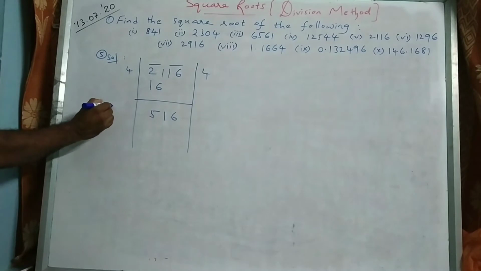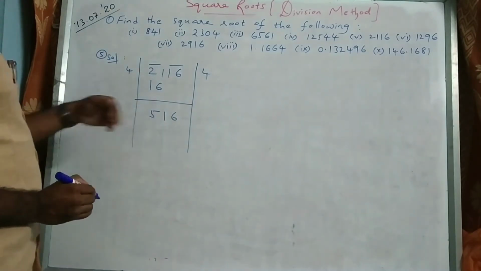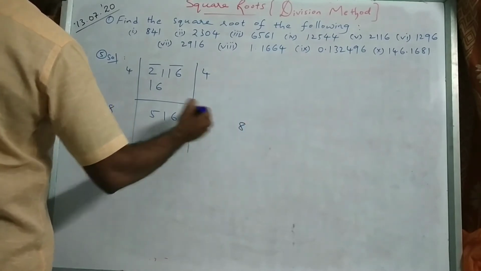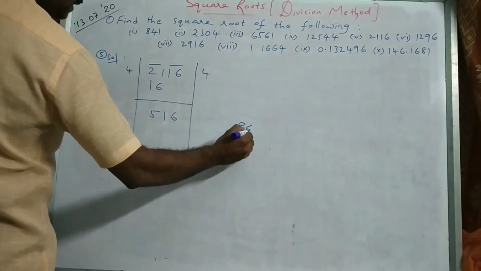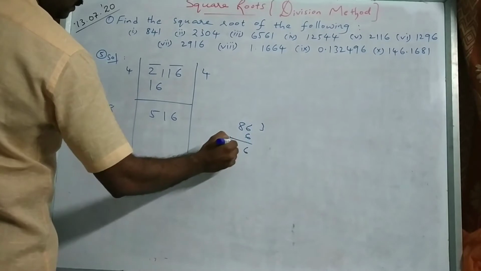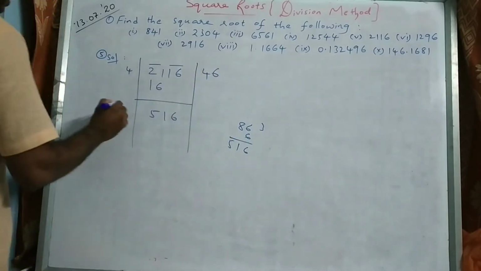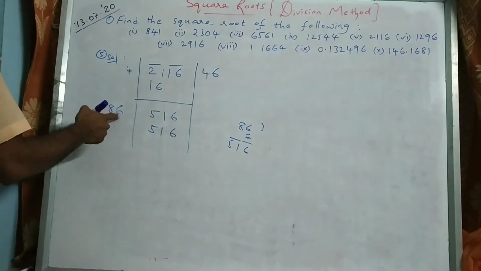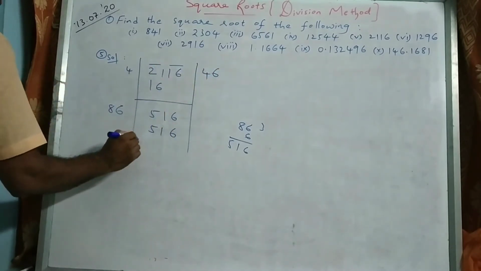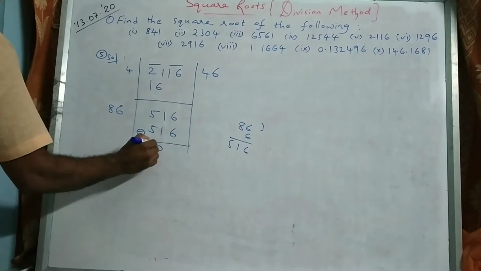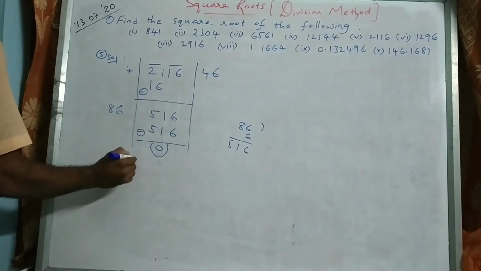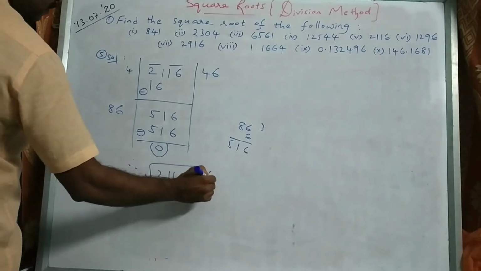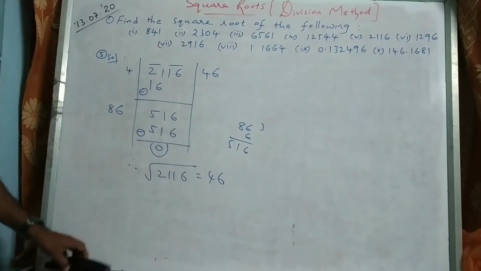2 times 4 is 8. Now since the last digit is 6, I can get either 4 or 6. 86 6s are 516. Remember, always whatever we write here, the same number we have to write there. So remainder is 0. Therefore the square root of 2116 is 46.